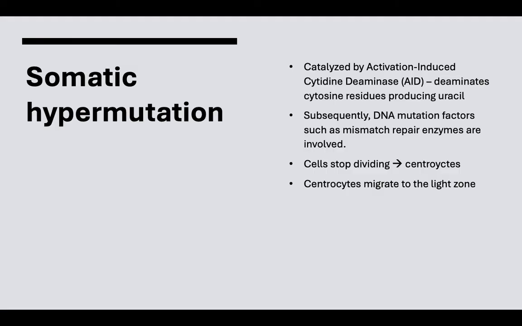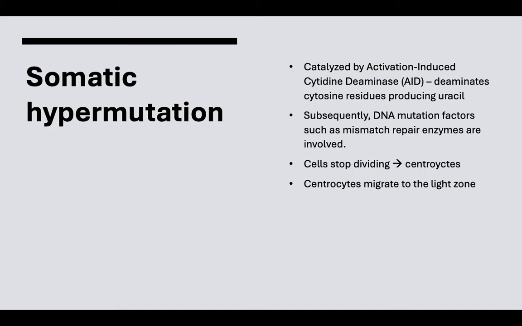Some details about somatic hypermutation. I need to mention these things. I think I haven't really mentioned them before. The process of SHM is catalyzed by a specific enzyme, activation-induced cytidine deaminase, AID. What it does is it deaminates cytosine, producing uracil. So cytosine residues will become uracil by the effect of the AID enzyme.